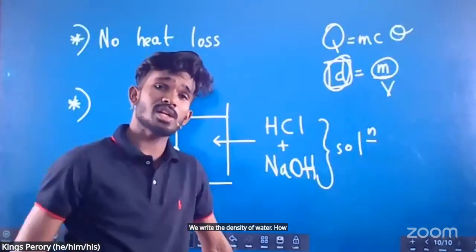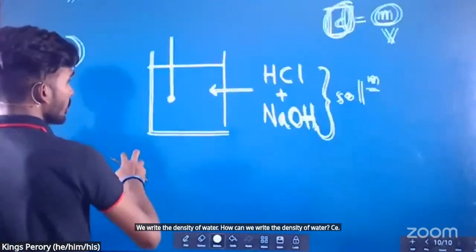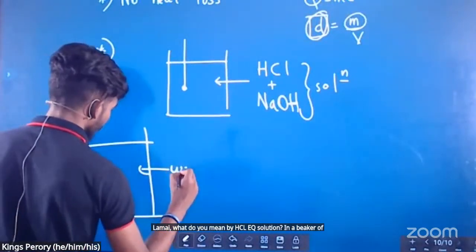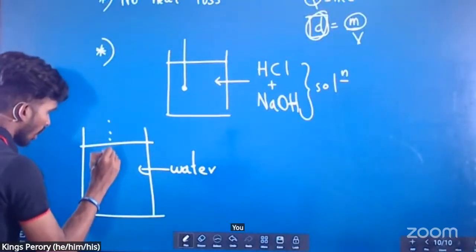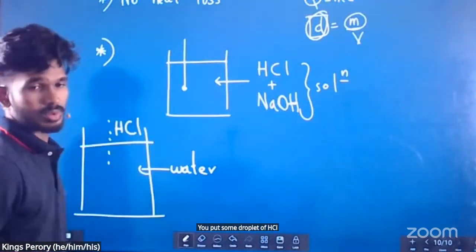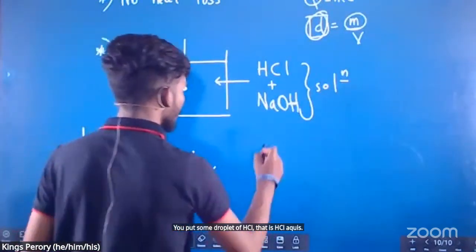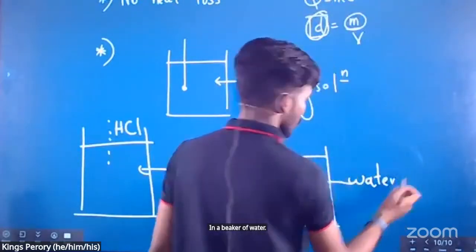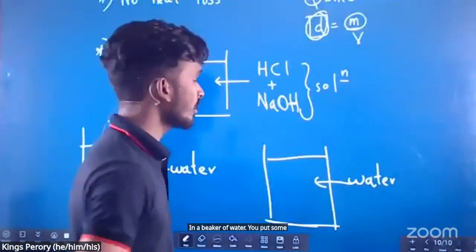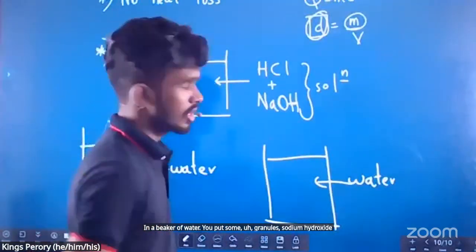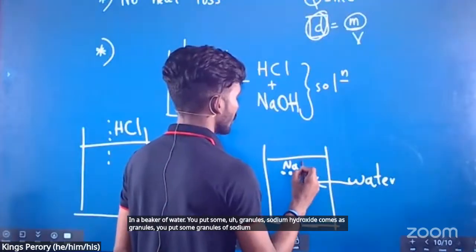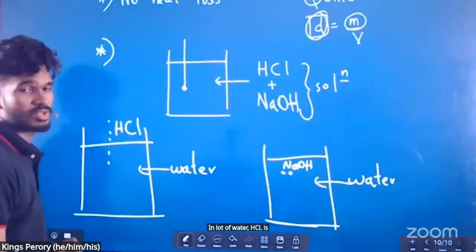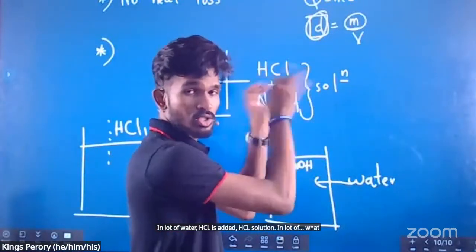How can we write the density of water? See, what do you mean by HCl aqueous solution? In a beaker of water, you put some droplets of HCl. That is HCl aqueous. What is sodium hydroxide aqueous solution? In a beaker of water, you put some granules. Sodium hydroxide comes as granules. You put a little bit of sodium hydroxide. That is sodium hydroxide aqueous. In a lot of water, HCl is added, that is HCl solution. In a lot of water, sodium hydroxide is added, that is sodium hydroxide solution.